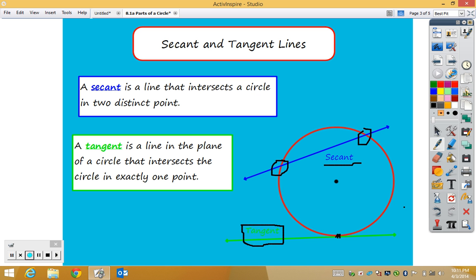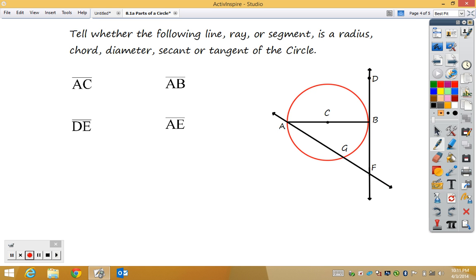Okay, so now we're going to look at a problem involving all of these. This question asks us to tell whether the following line, ray, or segment is a radius, chord, diameter, secant, or tangent line of the circle. So first we look at AC. That's got an endpoint on the edge of the circle and the center of the circle. So that is a radius. So AC is a radius.